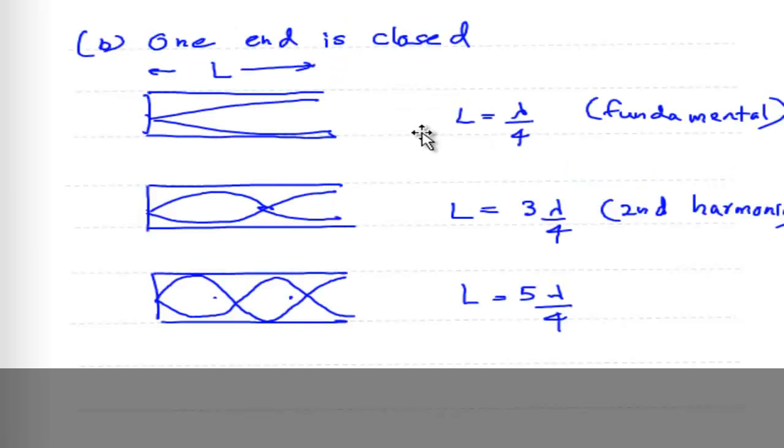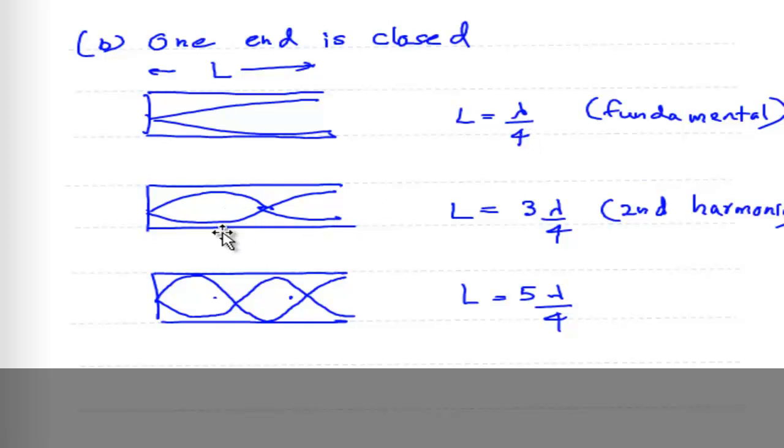Now consider the last possibility. One end is closed and the other end is open. The open end has an antinode, and the closed end will have a node. So the first harmonic, or the fundamental, will have only 1/4 of a wavelength. So the length would be lambda over 4.